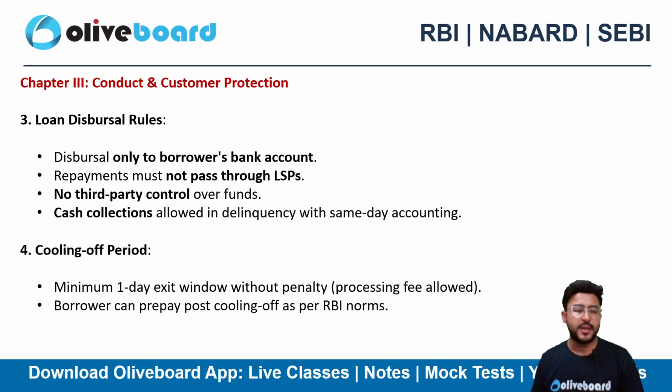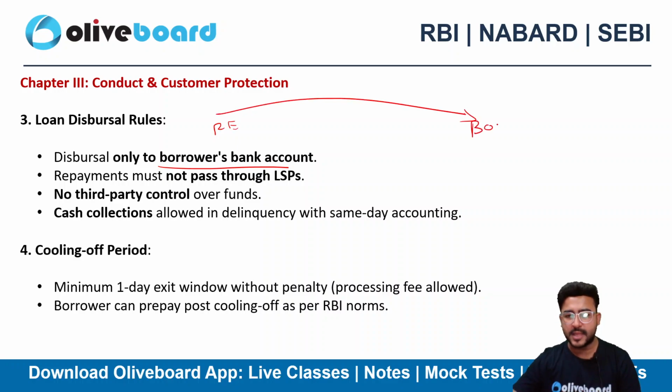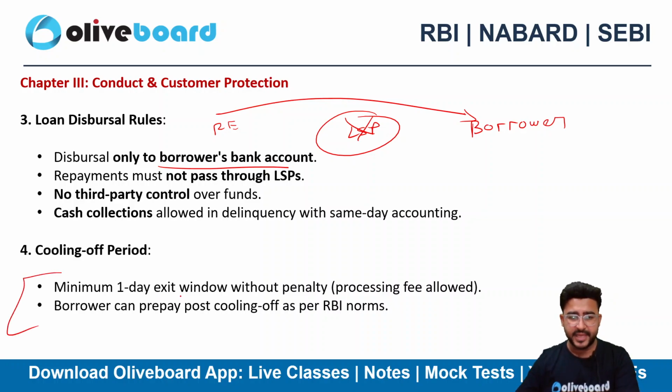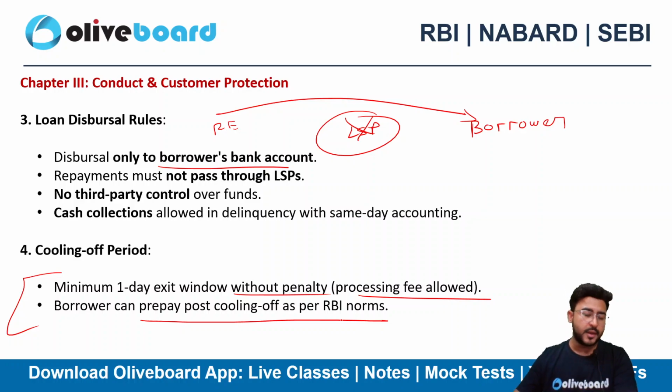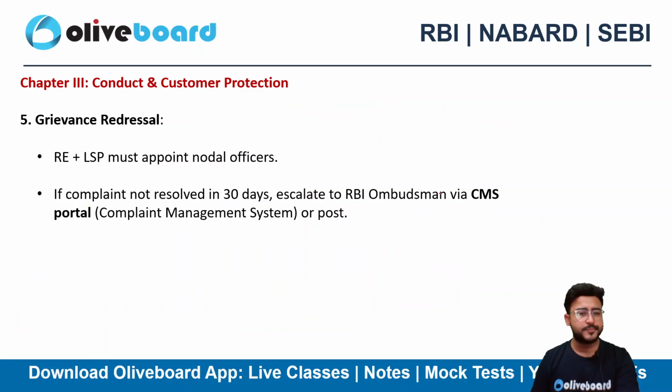Loan disbursement, disbursal rules. So there are disbursal rules like only to the borrower's bank account. You should be giving the loan directly to the borrower's account and not to the LSP account, right? It should not be via LSP account. Directly from the RE it should go to the borrower, okay? There will be a cooling off period as well, minimum 1 day exit window without penalty, right? Borrower can prepay post the cooling off period as well as per the RBI norms here, okay? No third party control should be there. Directly the loan should be remitted to the borrower account, okay?